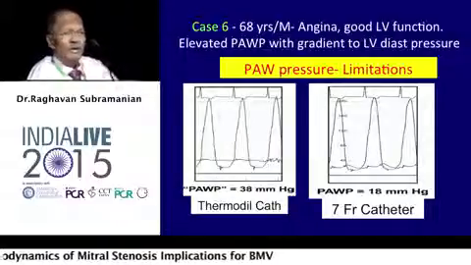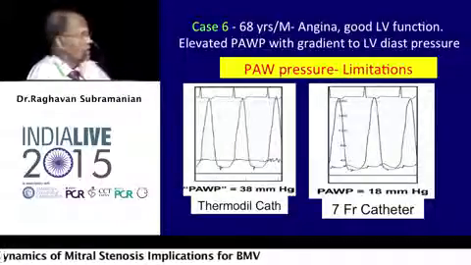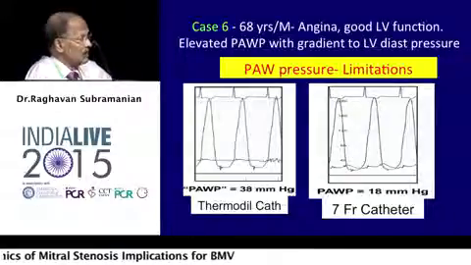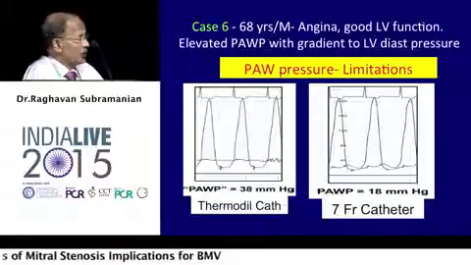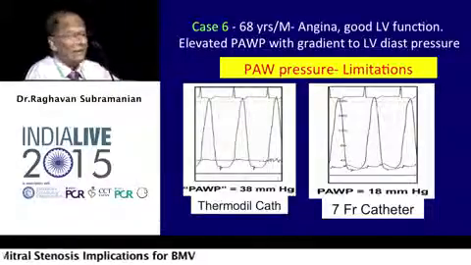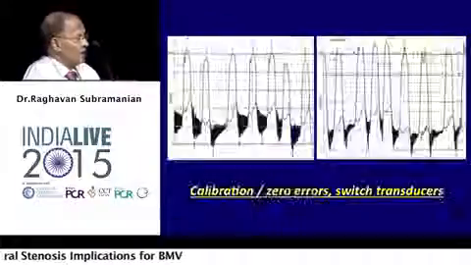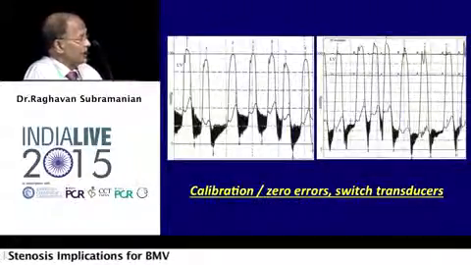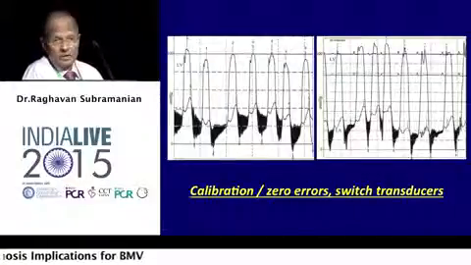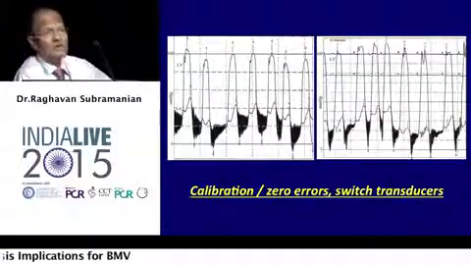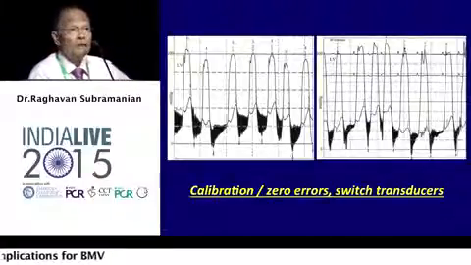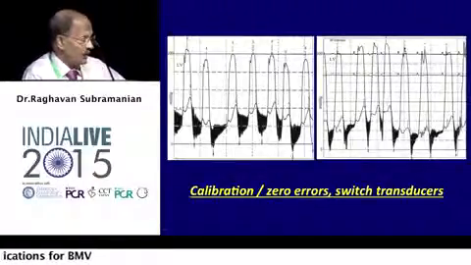So there are numerous errors in measuring pressures, and one must remember there are zero errors, there are calibration errors. When you are comparing two transducers, and you find that the two transducers are giving different readings, it's a good idea always to switch transducers, and you see that the same patient has got different pressure mean gradient when you switch the transducers around. Very important to pay attention to all these minor points before you interpret the pressure tracing.